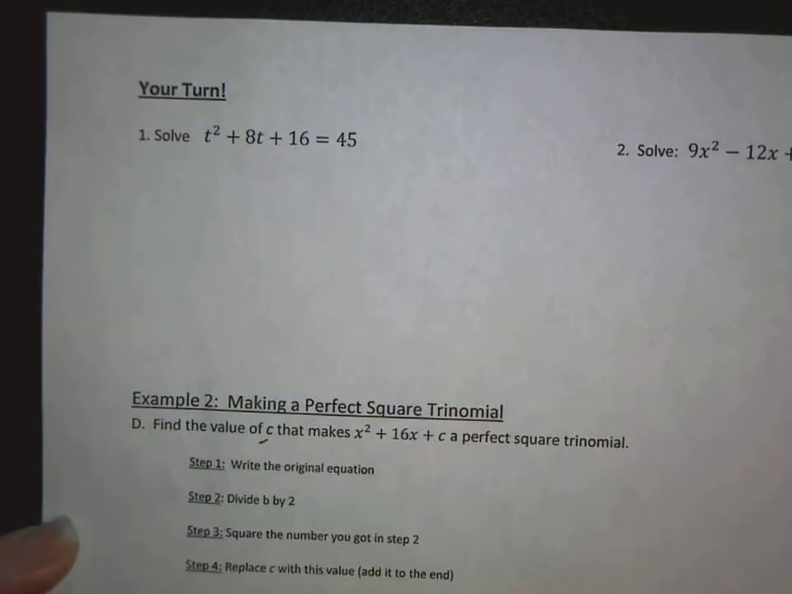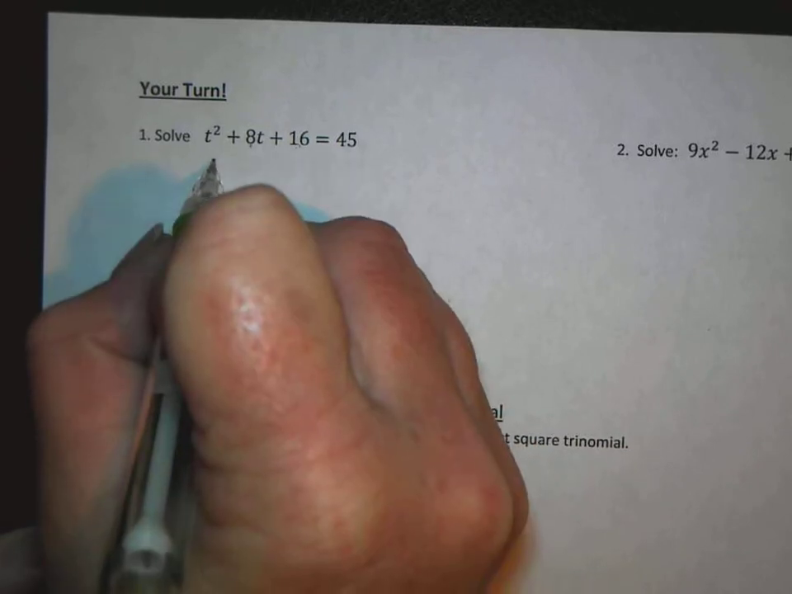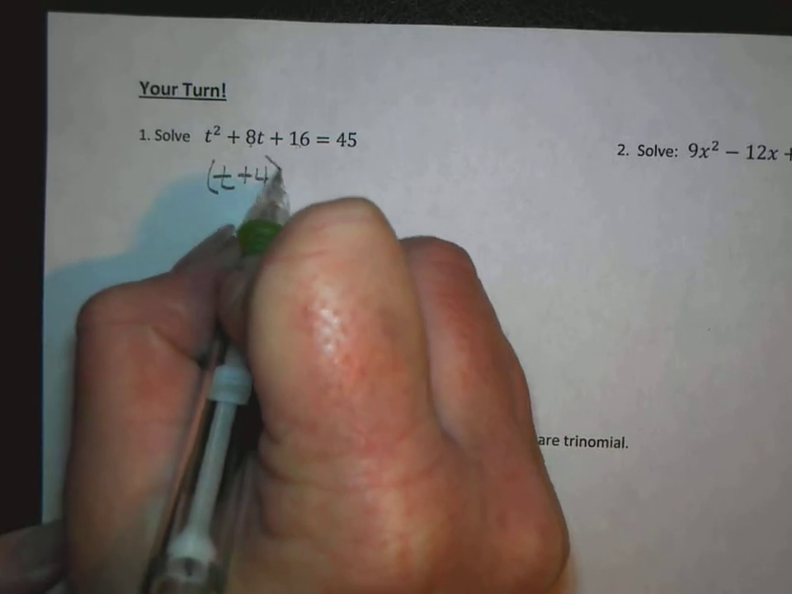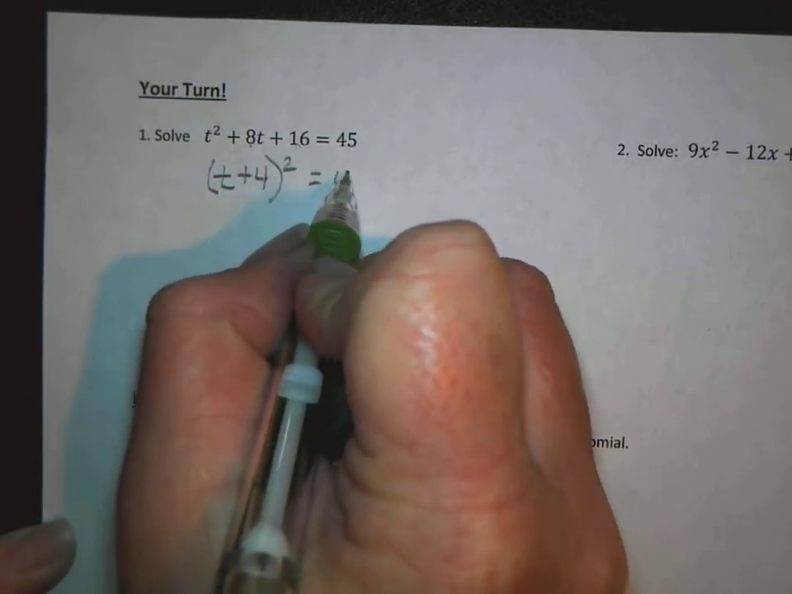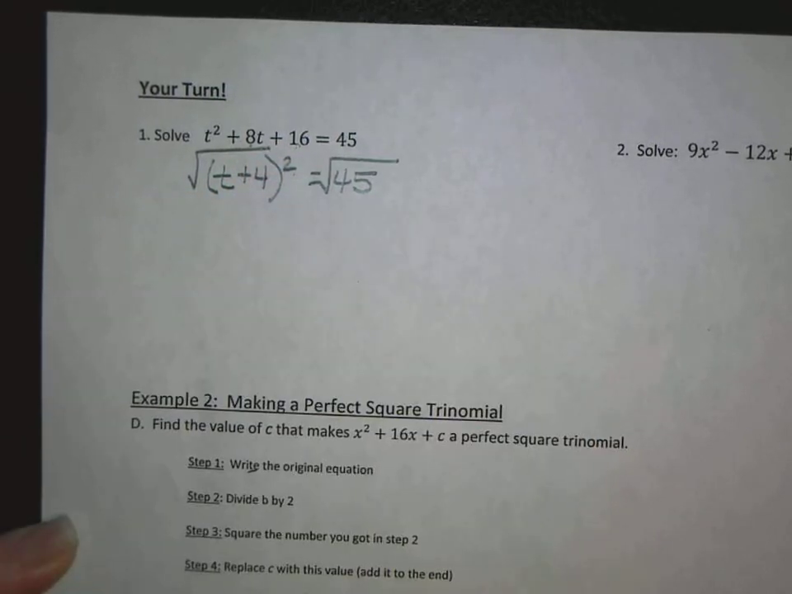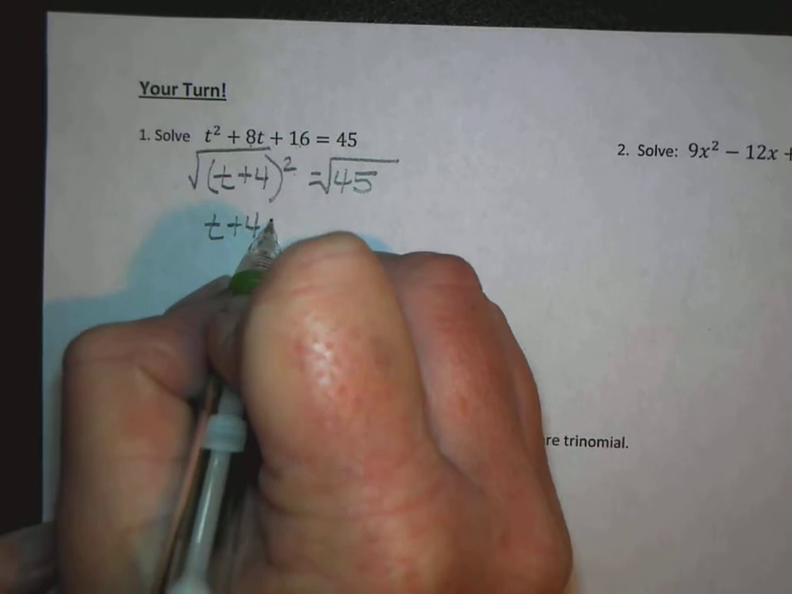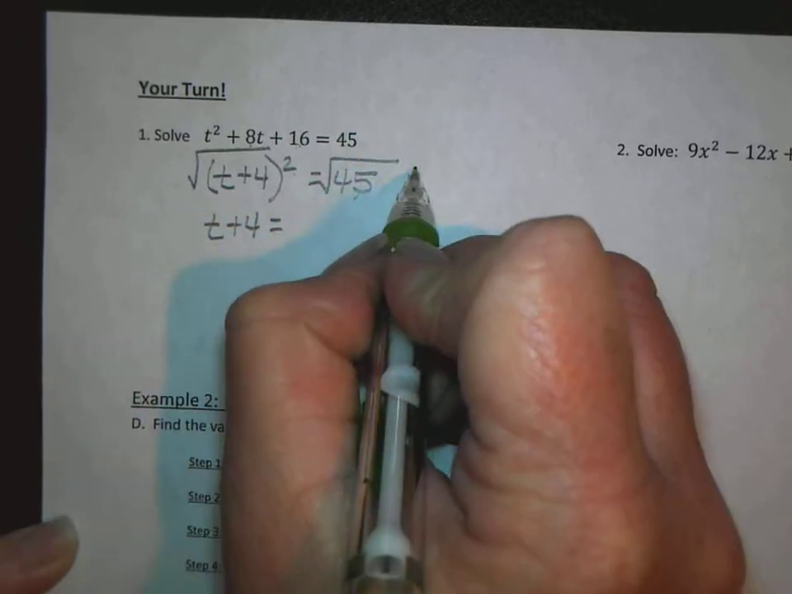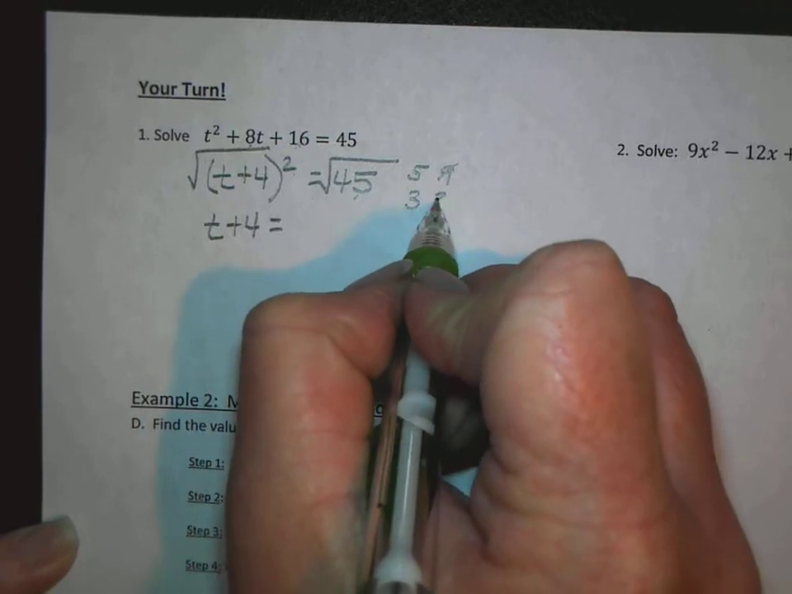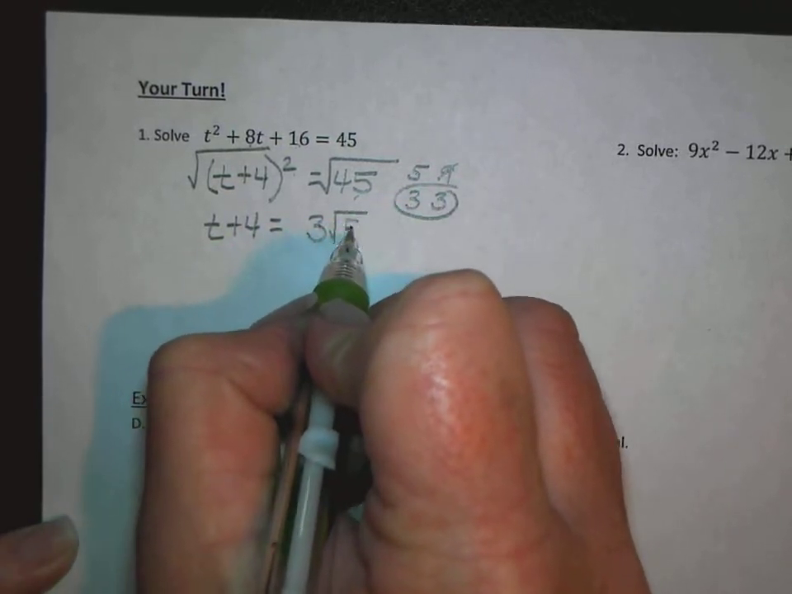You know that this is a perfect square trinomial because 4 times 4 is 16 and 4 plus 4 is 8. So this is going to factor to t plus 4 all squared equals 45. Now we're going to square root both sides. Okay, so now that leaves me with t plus 4 on the left, and then we need to simplify this. Well, that's 5 and 9, and then 9 breaks down to 3 and 3. So 3 square roots of 5.